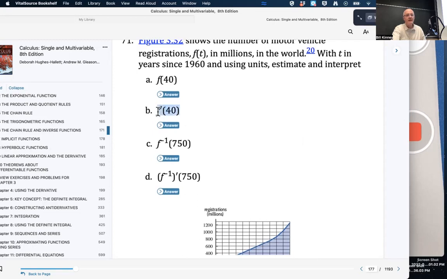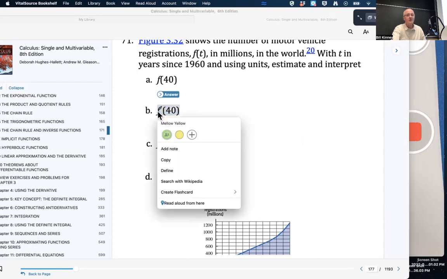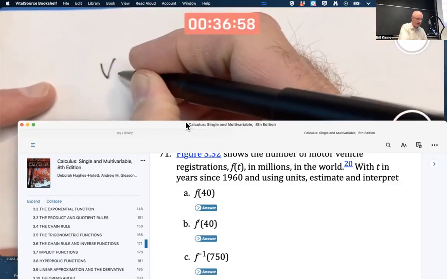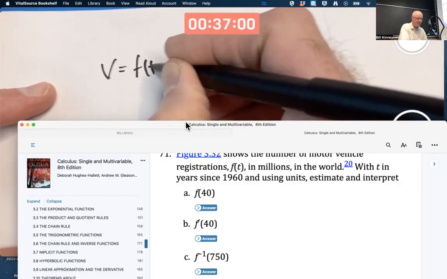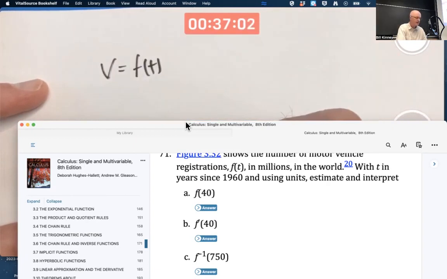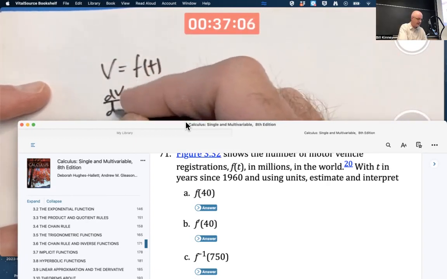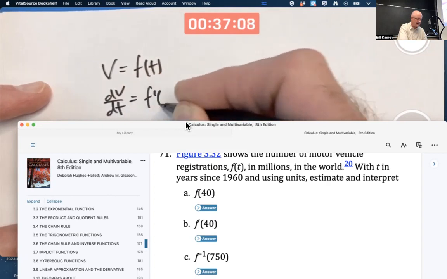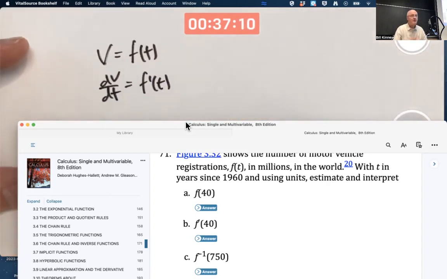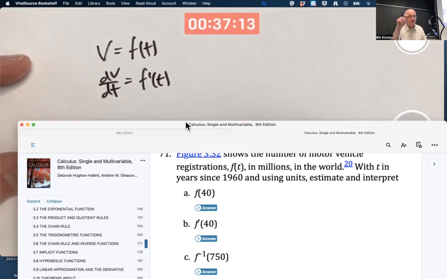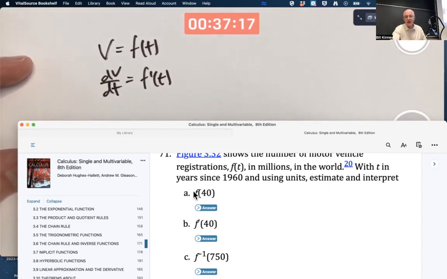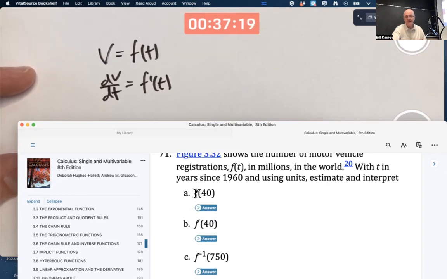F prime of 40 is the rate of change of the vehicle registrations with respect to time. The number of vehicle registrations is a function of time. The derivative of that in Leibniz notation would be dV/dt. That's F prime of t. We've done problems like this before, but now we are also going to be talking about the inverse function. So that's a rate of change of the vehicle registrations with respect to time.